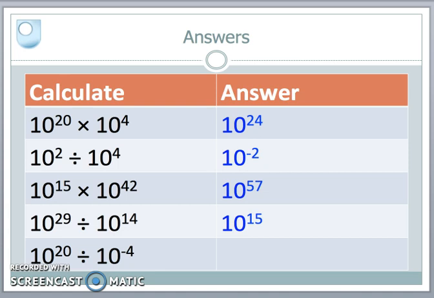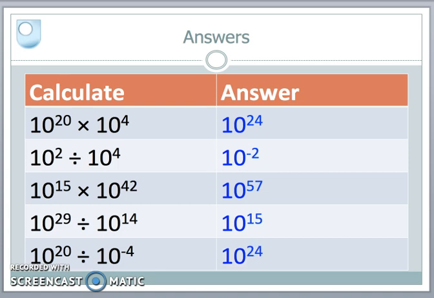My final calculation is 10 to the 20 divided by 10 to the minus 4, and that will give me 10 to the 20 times 10 to the power of plus 4, because I'll bring it to the top line and change its sign. So therefore I'll get 10 to the power of 20 times 10 to the power of 4, which will give me a simple answer of 10 to the power of 24.